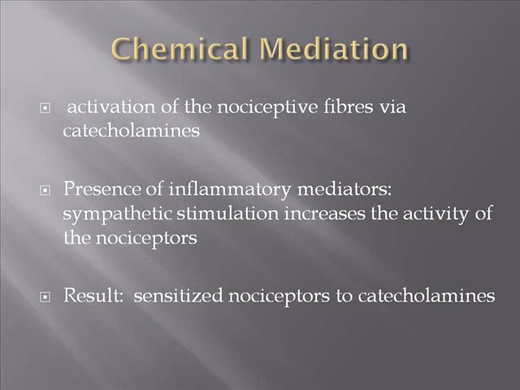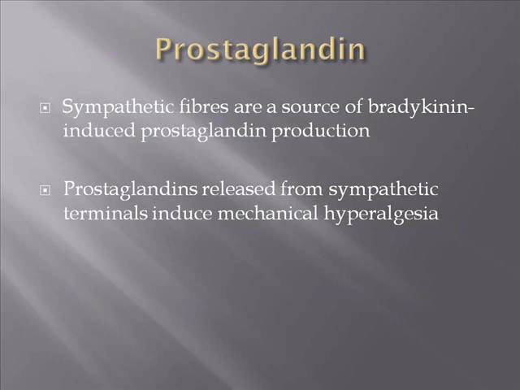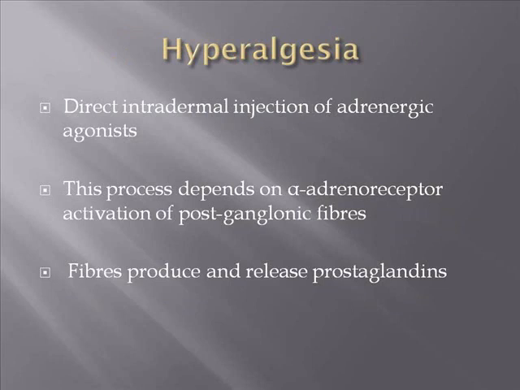Inflammation also directly sensitizes nociceptors to catecholamines. Postganglionic sympathetic fibers are a source of bradykinin-induced prostaglandin production, with prostaglandins being released from sympathetic terminals and inducing a mechanical hyperalgesia. Direct intradermal injection of adrenergic agonists results in hyperalgesia. This process depends on an alpha adrenoceptor activation of postganglionic fibers, producing and releasing prostaglandins.